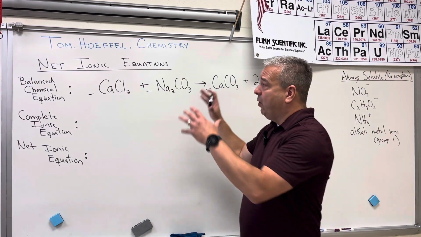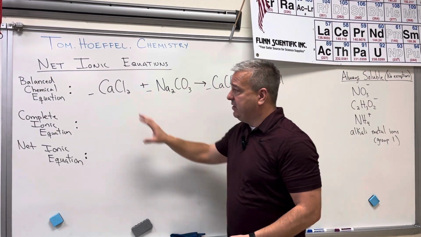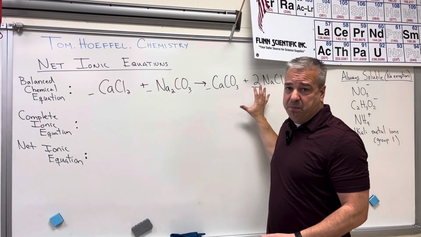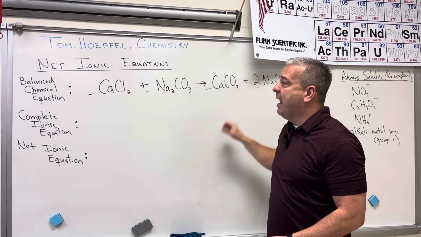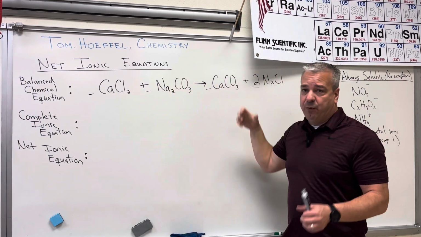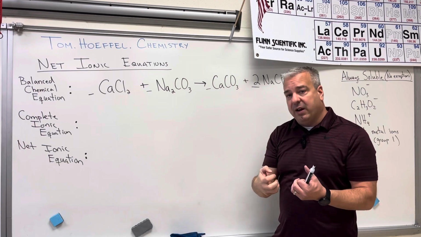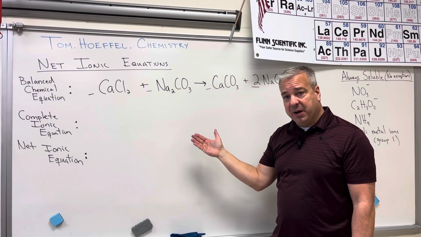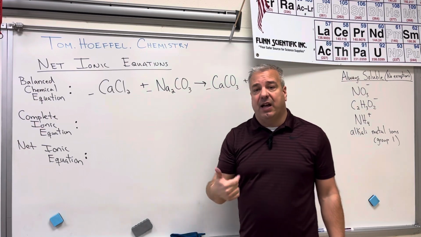Now, what we're doing with net ionic equations is we're taking one of the concepts that we already know how to do, which is balanced chemical equations. And what we're trying to do is decide, for each of these chemicals, if we're going to split them up or keep them together. The way you determine that is by knowing your solubility rules.